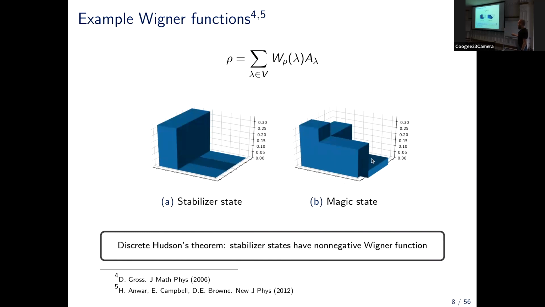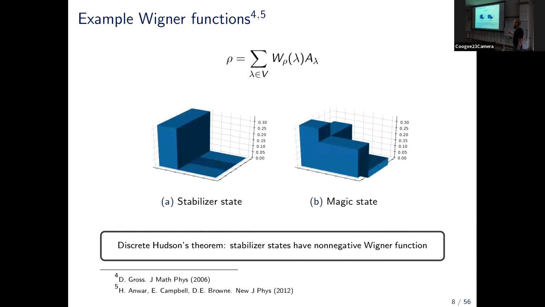And you can turn this into a theorem. This is called the discrete Hudson's theorem. It says that all stabilizer states have a non-negative Wigner function. In fact, the only pure states with non-negative Wigner function are the stabilizer states, but there are mixed states that aren't mixtures of stabilizer states, which also have non-negative Wigner function.